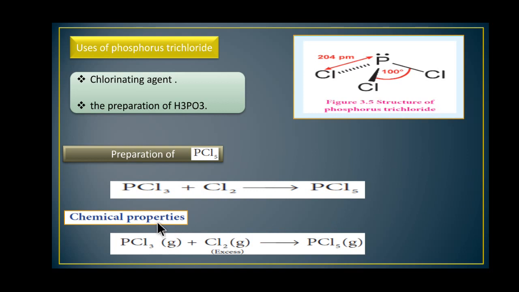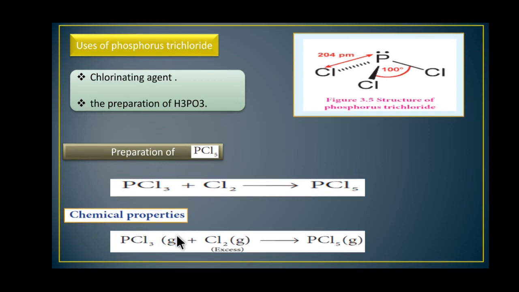What are the chemical properties? When heating phosphorus pentachloride, it decomposes into phosphorus trichloride and chlorine. So is it clear? When phosphorus pentachloride decomposes, it will give the products PCl3 and Cl2. Is it clear? Okay. When PCl3 reacts with excess chlorine, it will give the product PCl5. Is it clear?